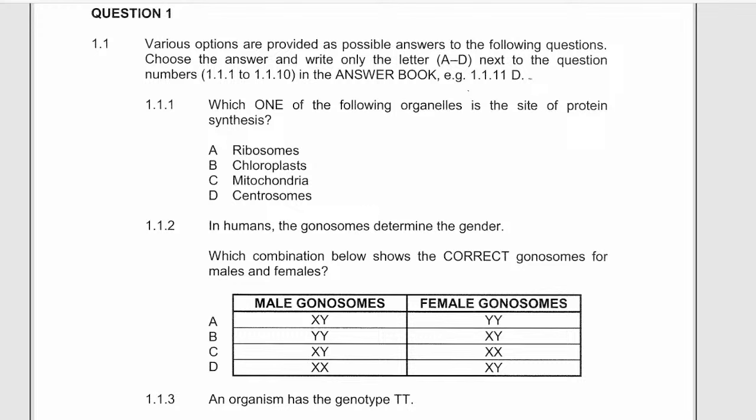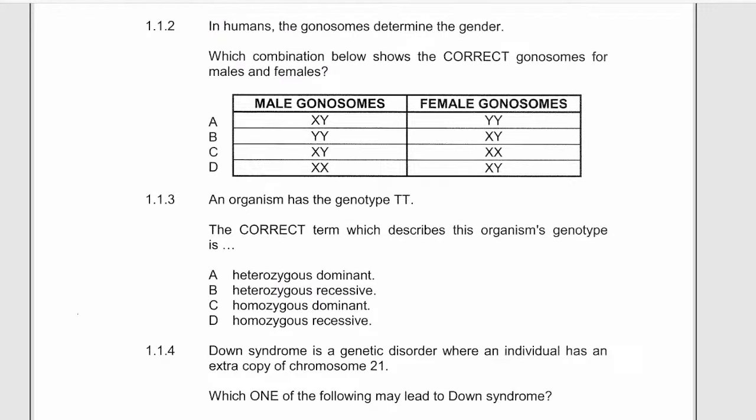Question number 1. I don't have time to go through the objectives. Which one of the following organelles is a site for protein synthesis? I told you yesterday that when they talk about organelle, you think about two things. Number 1, that is ribosome, nucleus. The rest, you don't think about them when it comes to protein synthesis. So the answer becomes A. So that is 2 marks. We go to the next question.